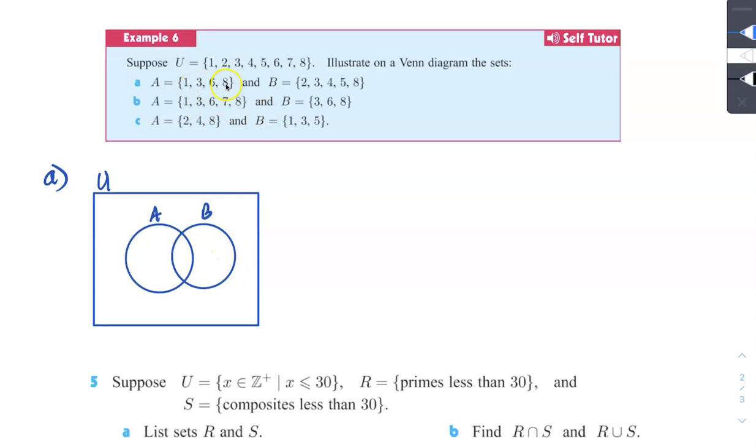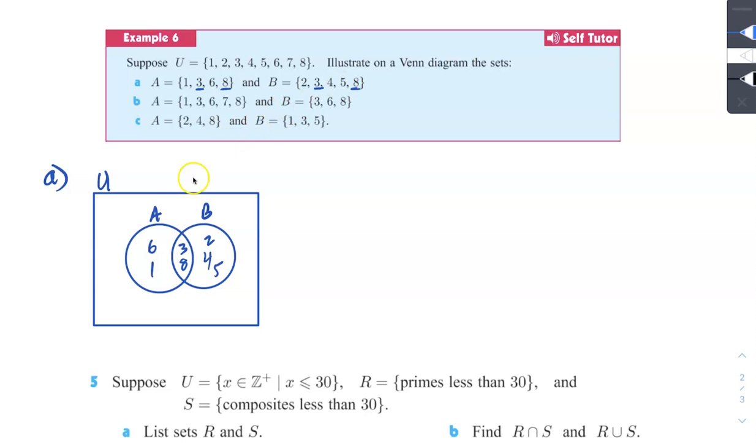A has 1, 3, 6, 8. B has 2, 3, 4, 5, 8. So they share 3 and 8. So that's what's going in the middle here, because they both have those. Now A also has 1 and 6. And B also has 2, 4, and 5.